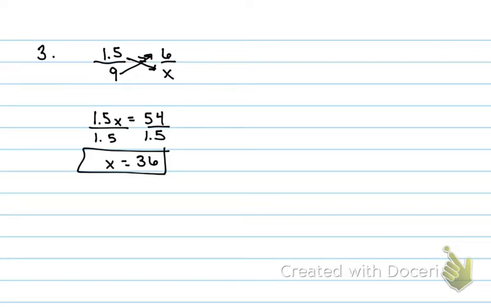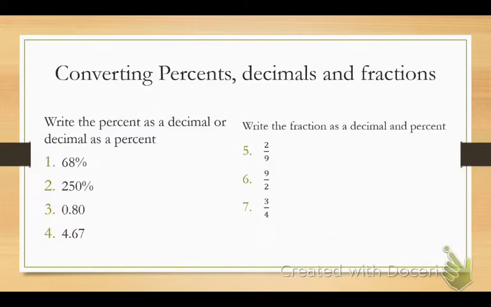Good job. So now let's move into the Chapter 6 review. I actually write the percent as a decimal. Let's do the second column. Numbers 5, 6, and 7 match closer to what you're going to see on your test tomorrow. So let's just do numbers 5, 6, and 7. Write the fraction as a decimal and percent. Now remember, calculators will be allowed tomorrow, so you don't have to show the long division. Go ahead and solve numbers 5, 6, and 7.